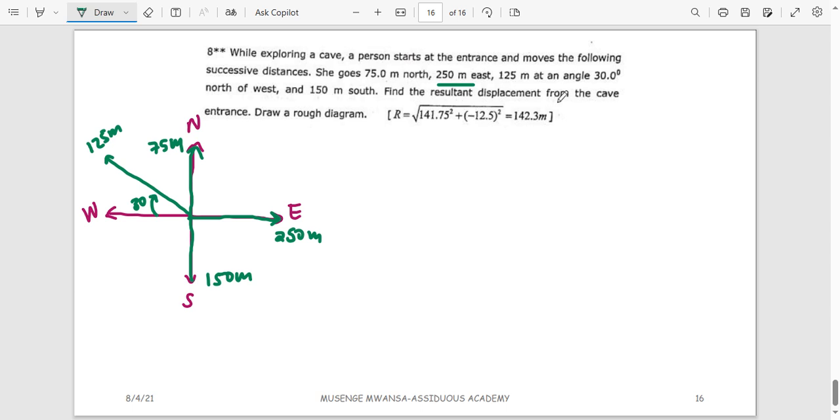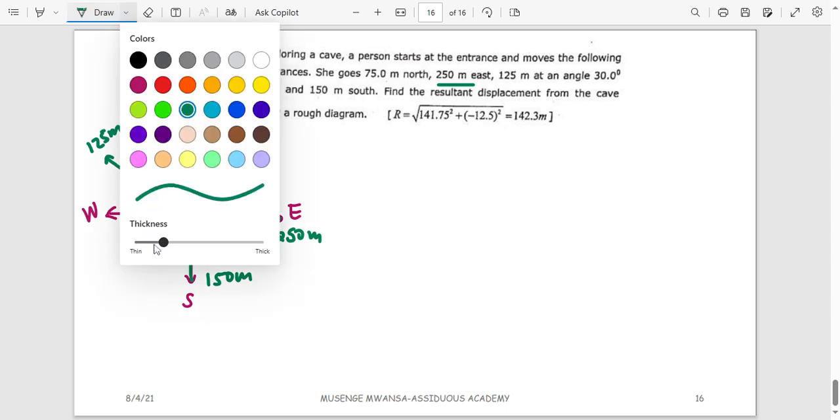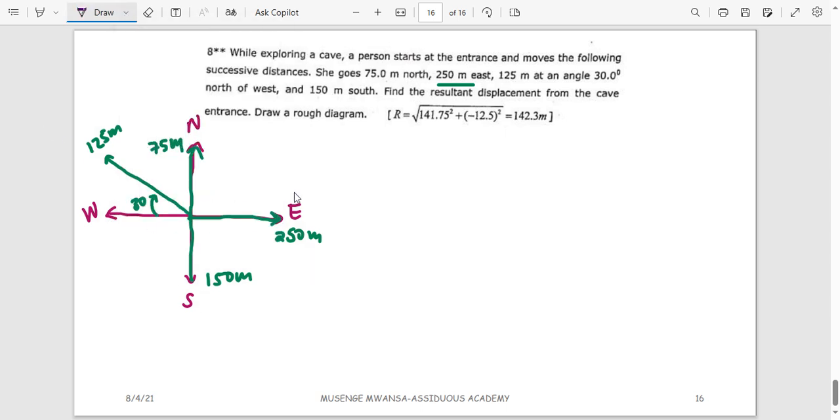Find the resultant displacement from the cave. Draw a rough diagram. So I've already drawn the rough diagram here. And then we want to now find the resultant. To find the resultant, first put the vectors, find the x component and the y component. So the first vector, we can start with the 250 meters vector. For the 250 meters vector, you can see the x component is the same, 250, the y component is 0.